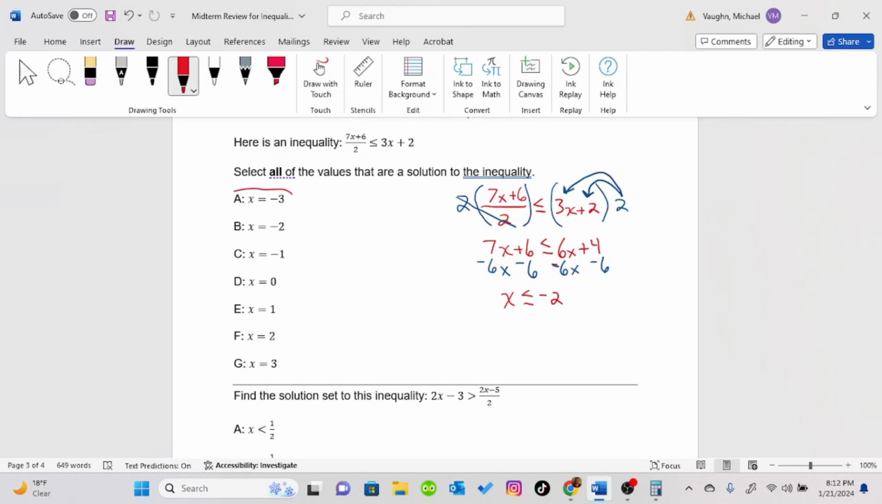So that could be A or B. Everything else is too big. If we wanted to check, we could take a number like 0 and plug it in and see what would happen.